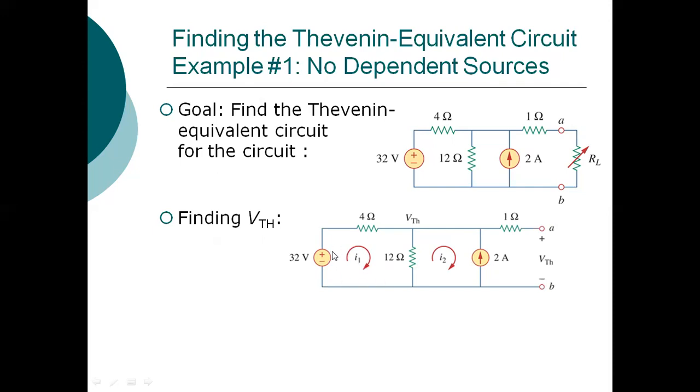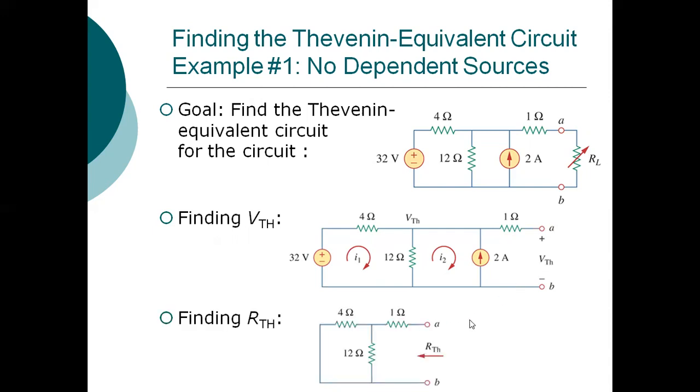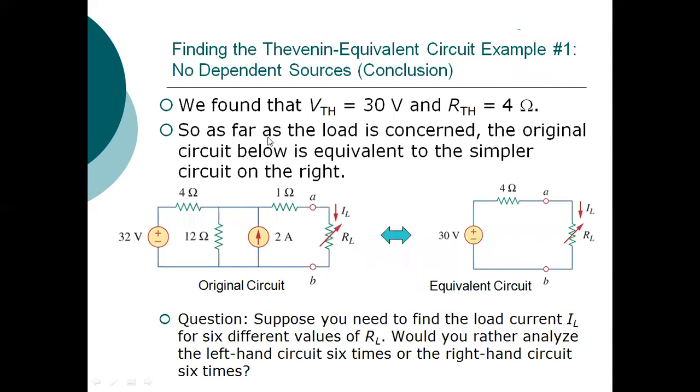So find the loop current in the first loop, then the second loop. Once you get the value of I2, you will get the voltage drop, and that will give you the VTH. Then for finding RTH, remove the source, look inside the terminals, and whatever the equivalent resistance after reducing this, you will get the RTH value. So here we found VTH is equal to 30 volt and RTH is equal to 4 ohm. So far as the load is concerned, the original circuit below is equivalent to the simple circuit on the right.